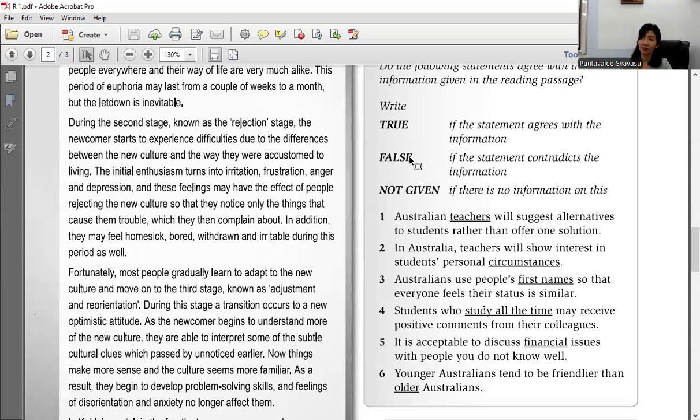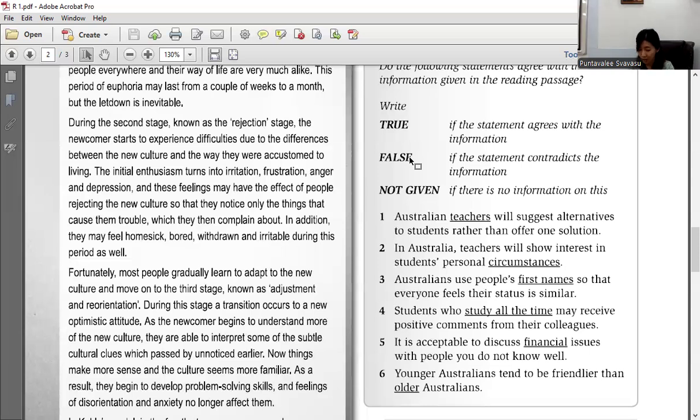If it's false, it means that the information you get is wrong. It's just wrong information. The last one, not given, is quite tricky, as some of you may think, oh, there's no information in the text, which is kind of true. But be aware that sometimes you just miss it. It's not that you couldn't find it and then you say not given. Sometimes you just miss it, or you don't know the vocabulary.